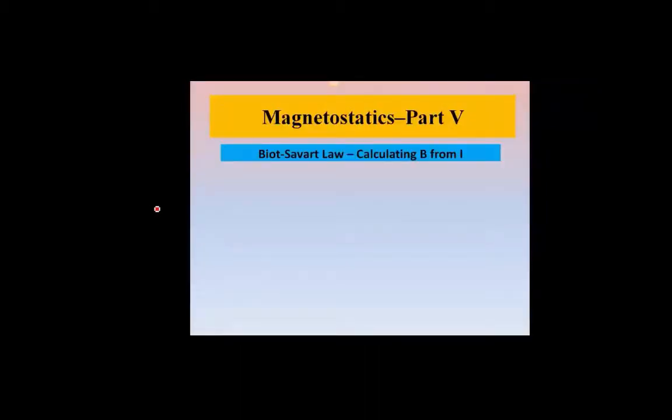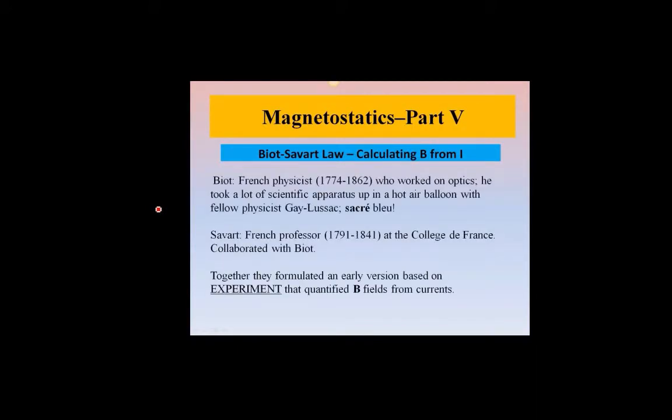So let's take a look at the Biot-Savart Law. This is a useful law for calculating B from current. Just to remind you who Biot is, he was a French physicist. He worked on optics and he also worked on magnetism. He went up in a hot air balloon with his fellow physicist Gay-Lussac. Savart was a French professor at the Collège de France and he collaborated with Biot.